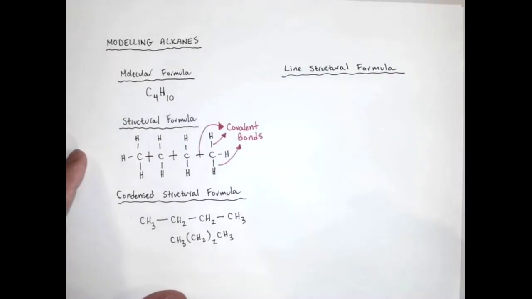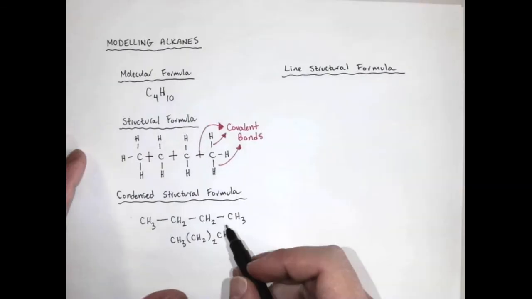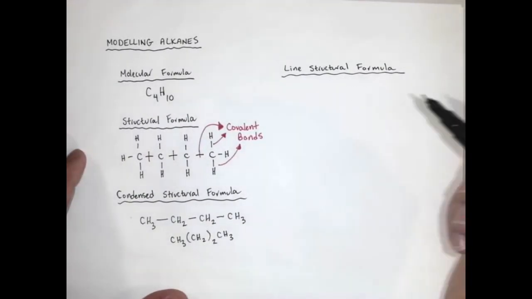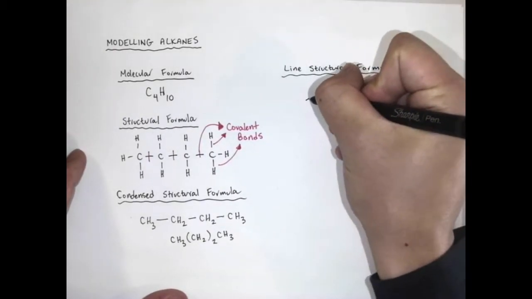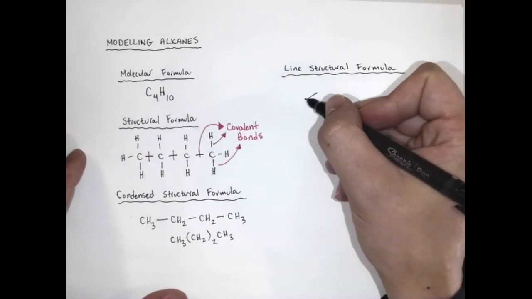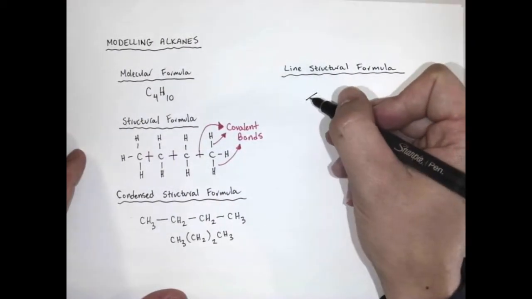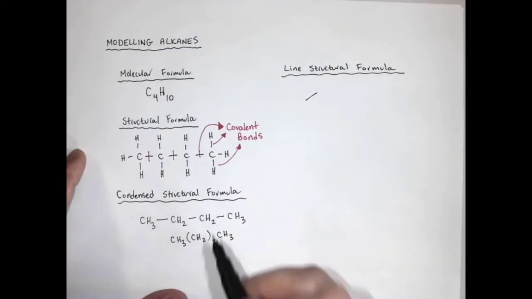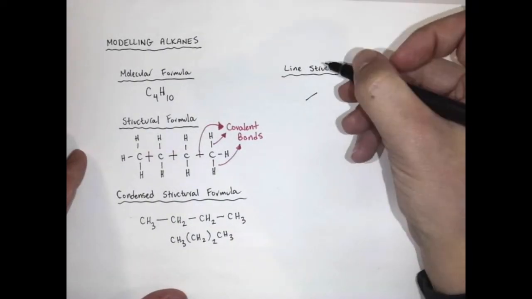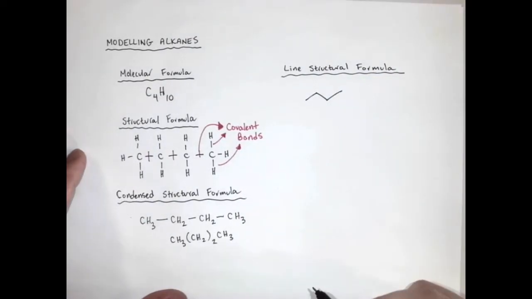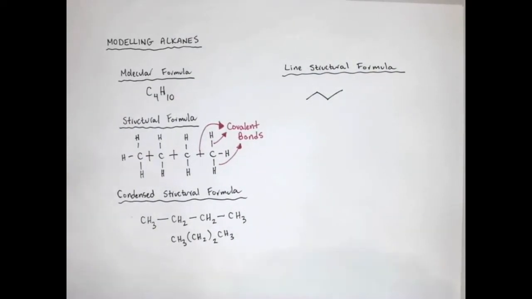I love this one because it's the laziest one, but it communicates the same information as the structural formula and the condensed structural formula. In the line structural formula, I show bonds using a line, and the points on that line, or the vertices on that line, represent carbon atoms. So to represent this one, it has 1, 2, 3 carbon-carbon single bonds. So I'm going to go 1, 2, 3. And that's it. Each point on this line represents a carbon atom.